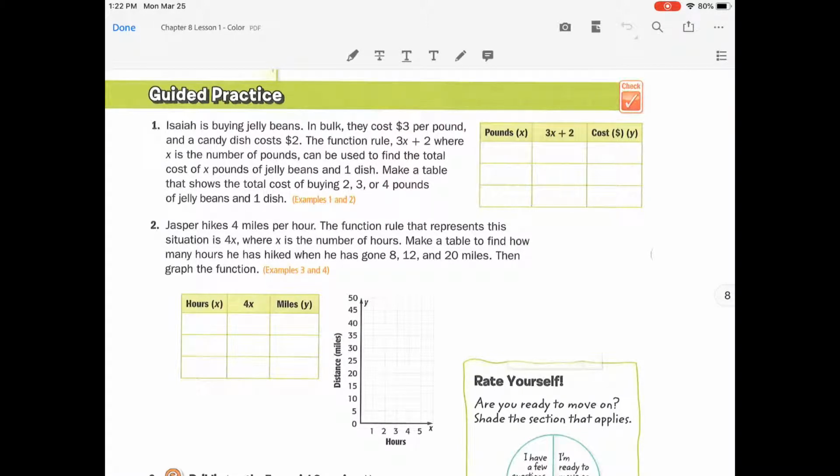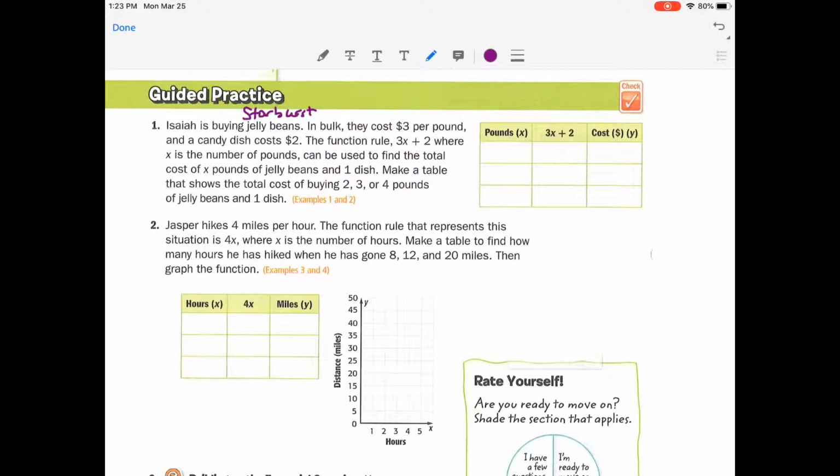On page 582, it says, Isaiah is buying jelly beans. Of course jelly beans, because they're the best thing ever. You want to know what kind of jelly beans? We should probably just go ahead and write Starburst jelly beans, because those are the only kind to buy. Anyways, he's buying them in bulk. They cost $3 per pound, and a candy dish costs $2.